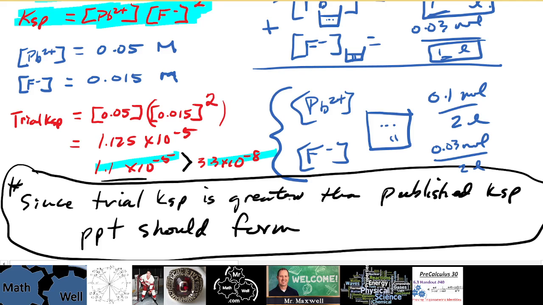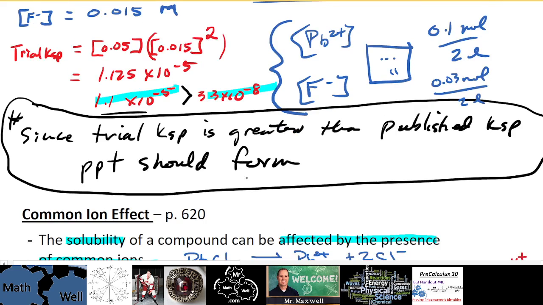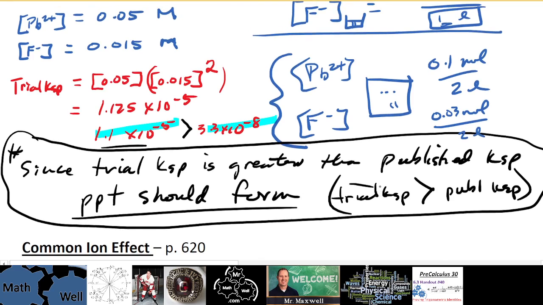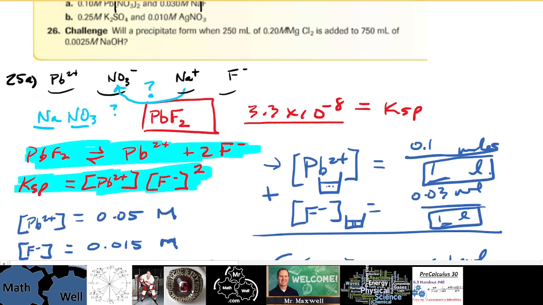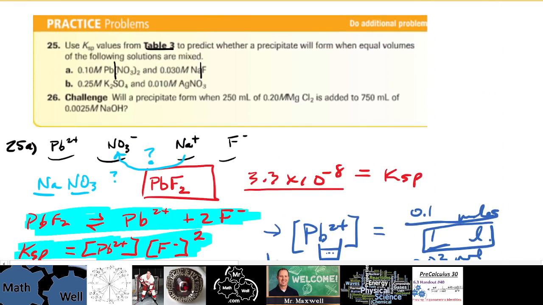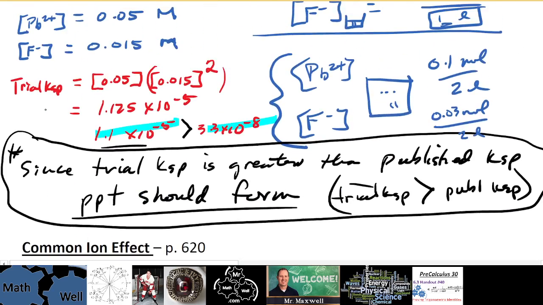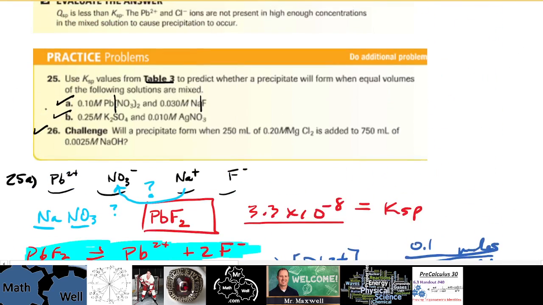Anyways, since trial Ksp is greater than published Ksp, or if you want to do shorthand, you could write trial Ksp greater than published Ksp. If you want to do that instead of the sentence, I'm fine. Then precipitate should form. Something like that. So that's the predicting precipitation lesson. I've done this one with you. I'll get you to do B and 26 here as well, and we will talk about the common ion effect next day. This is what you can work on for the rest of this class. Any questions?